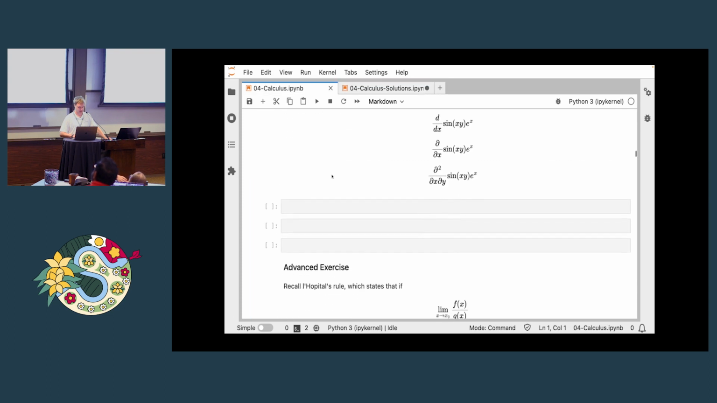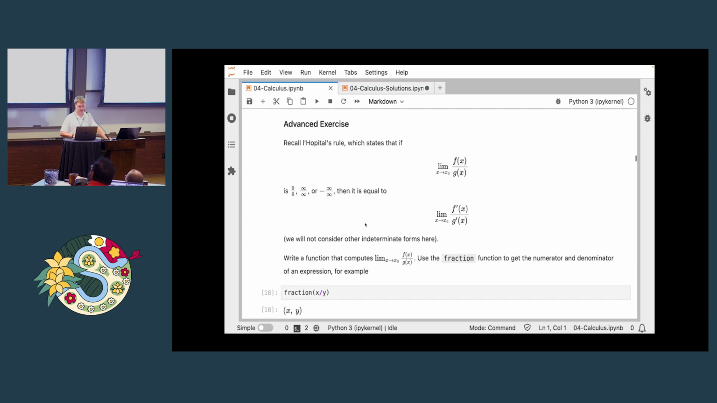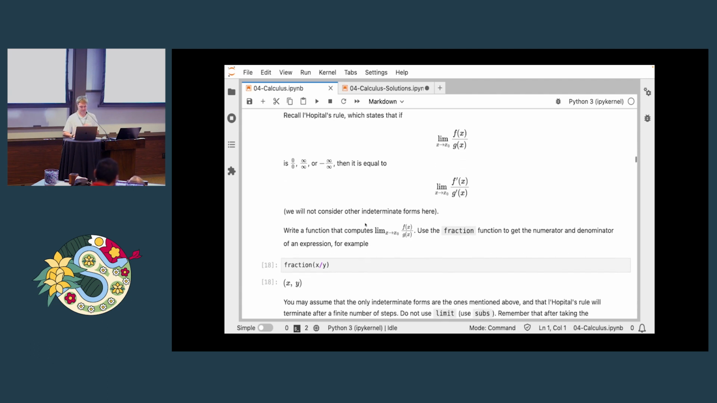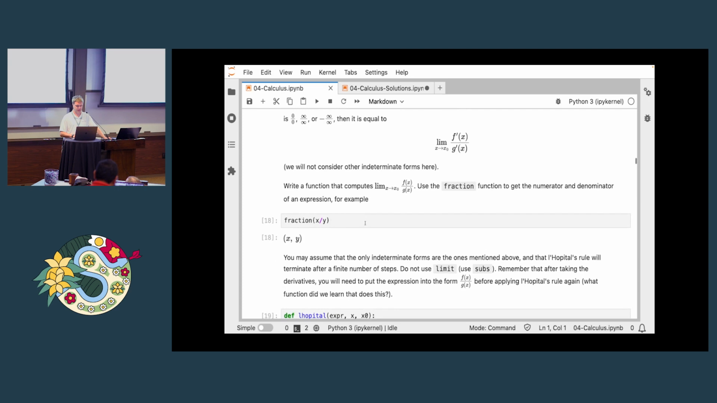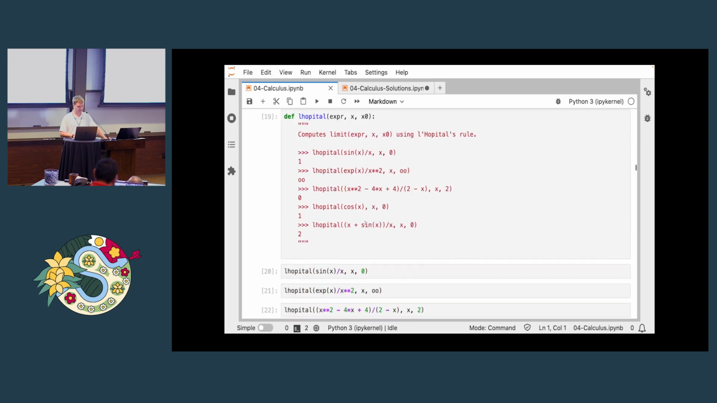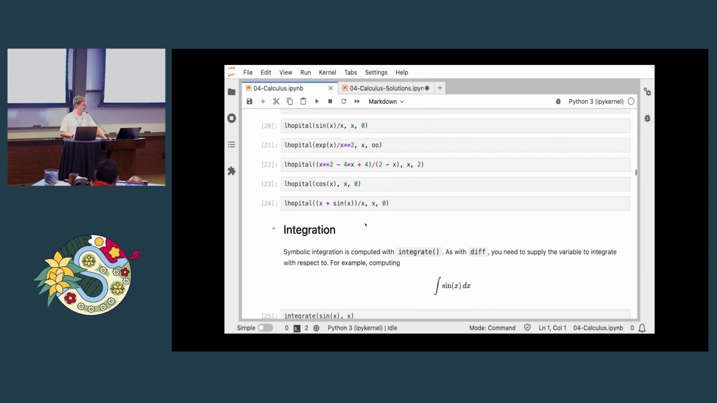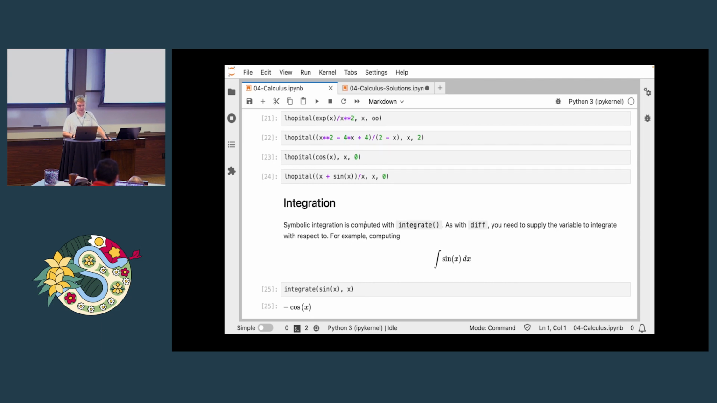There's an advanced exercise here, which you may feel free to do if you finish early on the other exercises. But I'm going to skip over it for now because it's a little more complicated.